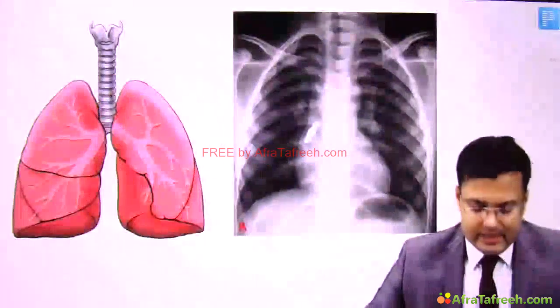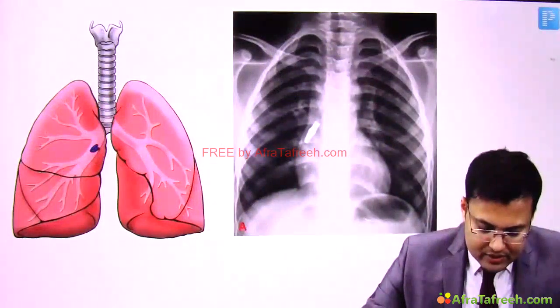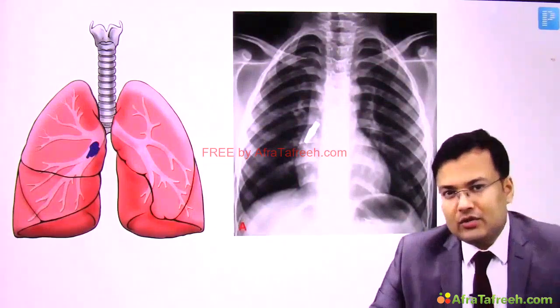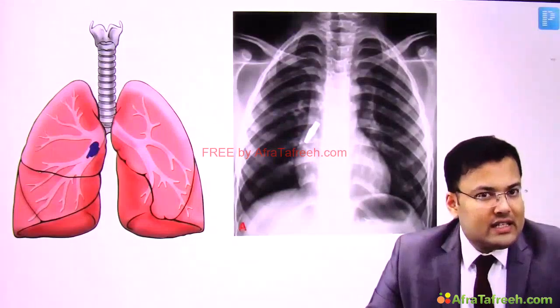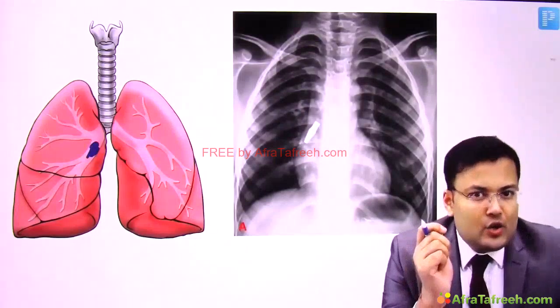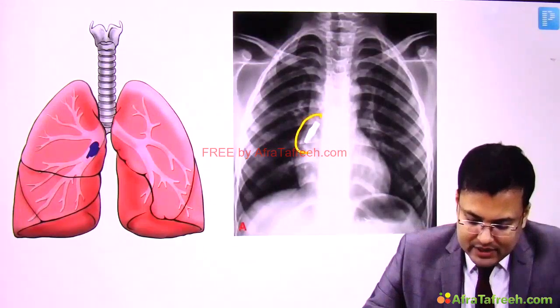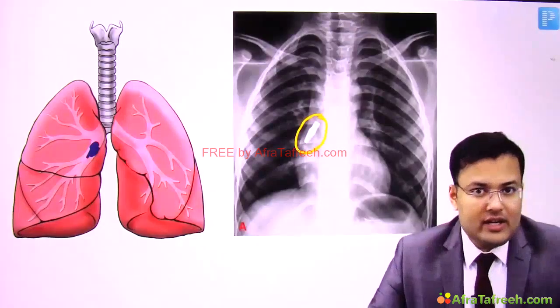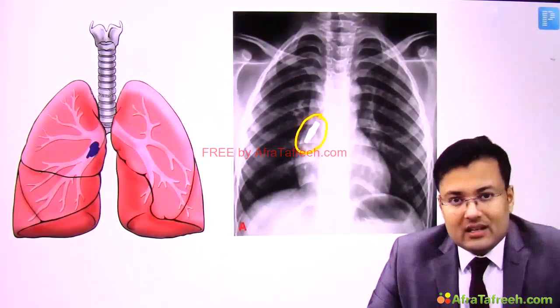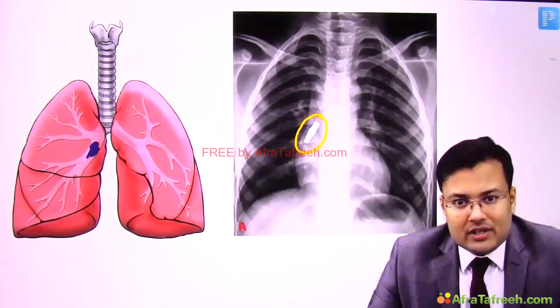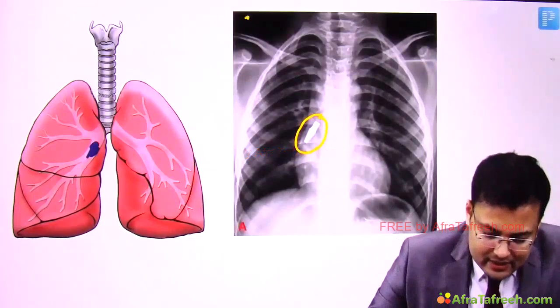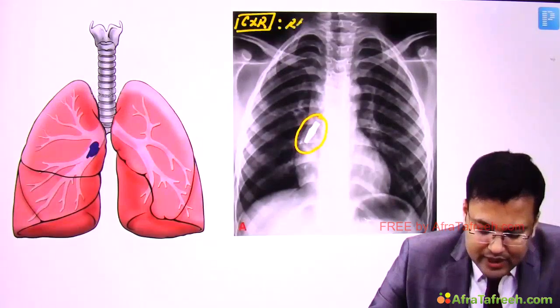Now here you can see the most common location is the right mainstem bronchus. So here is the foreign body. For diagnosis we go for chest x-ray. On chest x-ray what are you going to see? A radio opaque foreign body. In this chest x-ray you can see the presence of this radio opaque foreign body, and the location is the right mainstem bronchus. So on chest x-ray we can see the radio opaque foreign body.